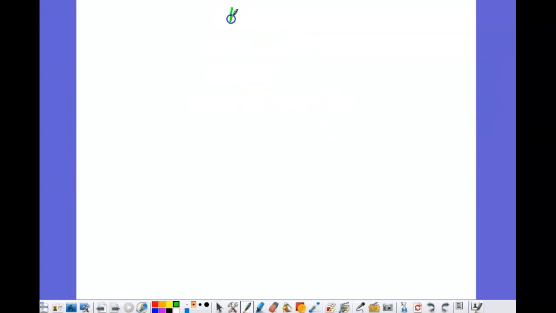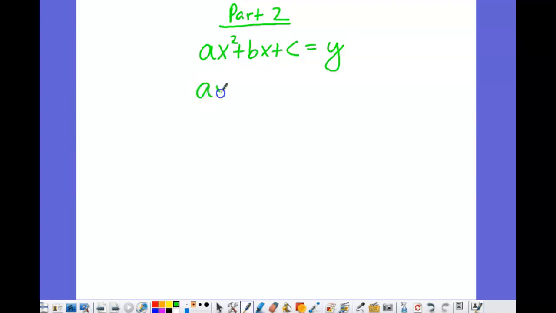So for part 2, all you have to do is just take notes on what I'm about ready to show you. So here's the deal. We have this. This is what's known as the standard form of a quadratic equation. Now, if I wanted to find the roots, the first thing I would do is set this equal to 0.